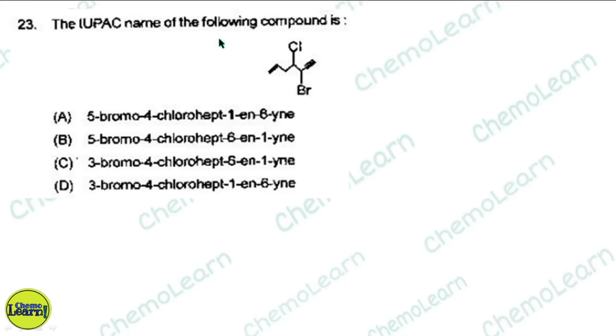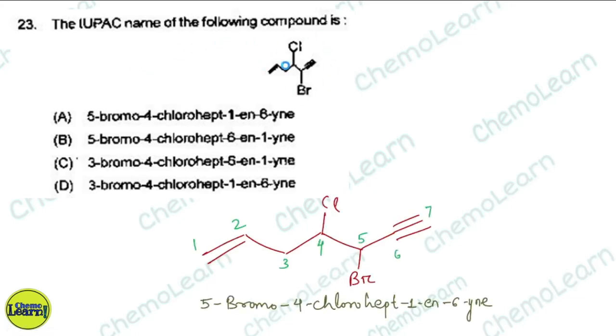The IUPAC name of the following compound is. In the structure of this compound, you can see one double bond and one triple bond. Both these bonds are there, and you know the priority of the double bond is more than that of the triple bond. That is why we will number from left to right: 1, 2, 3, 4, 5, 6, 7. At the fourth position we have one chlorine atom, and at the fifth position we have a bromine atom. We have to arrange them in alphabetical order. So the name will be 5-bromo-4-chloro-hept, because we have 7 carbon atoms, hept, 1-en-6-yne.